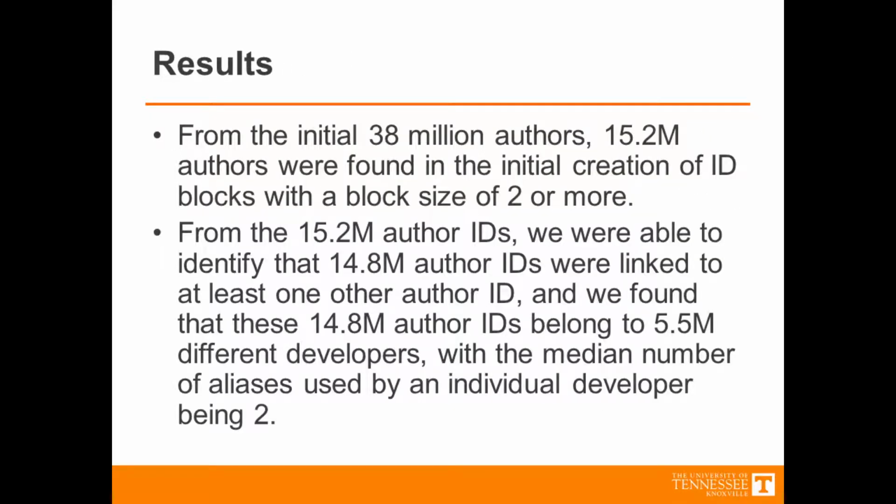From the initial 38 million authors, roughly 15.2 million authors were found in the initial creation of ID blocks with a block size of 2 or more. From those 15.2 million author IDs, we were able to identify that roughly 14.8 million author IDs were linked to at least one other author ID belonging to roughly 5.5 million different developers, with the median number of aliases per developer being 2.